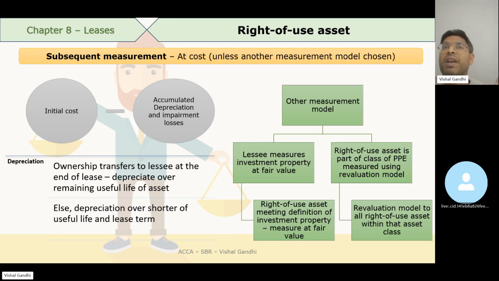So this is also a building and all the others are also buildings, and for all the other buildings, if we are using the revaluation model, we need to use the revaluation model for the right of use asset as well. So this is how the subsequent measurement will work for the right of use asset.